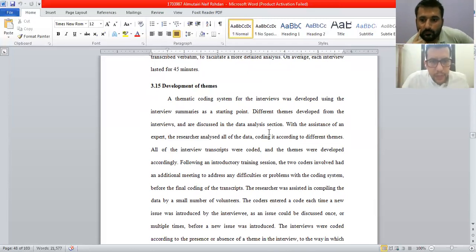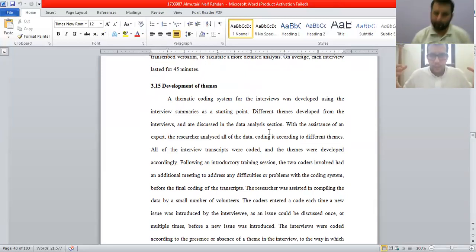A thematic coding system for interview was developed using the interview summaries as a starting point, which means we took all the answers and summarized them to be suitable for coding. Exactly, this is the meaning of this line. Different themes developed from the interview and are discussed in the data analysis section with the assistance of an expert.